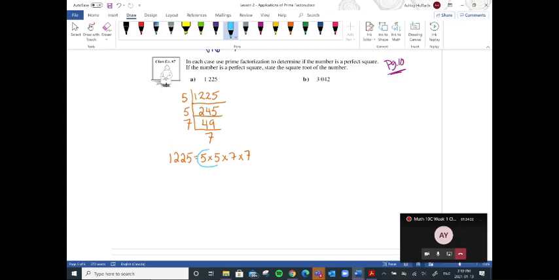So I've got a perfect pair of 5s, a perfect pair of 7s, nothing left over. That automatically tells me, yes, this is a perfect square. And the square root of the number, without using the calculator, would be one group of 5s times one group of 7s. So the square root would be 35.